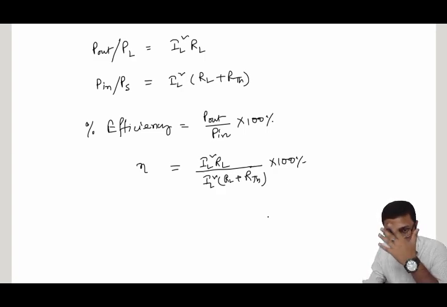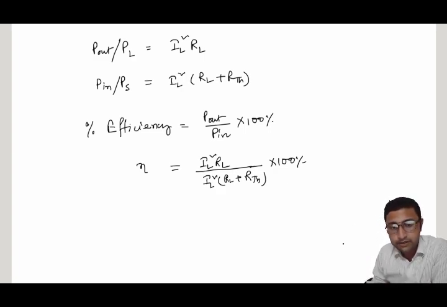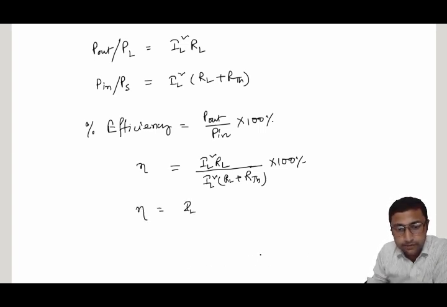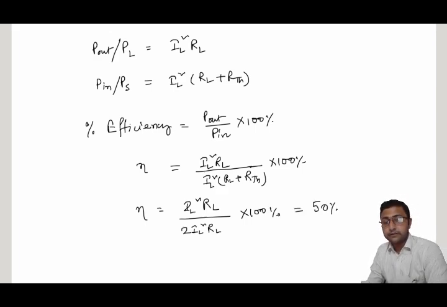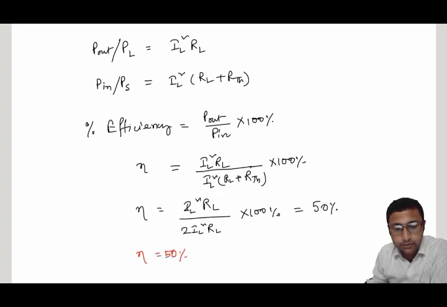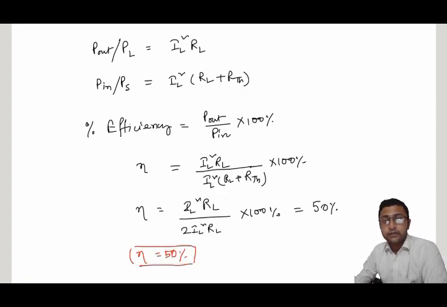Now following the maximum power condition, if I put the value of RL equal to RTH, eta will be IL square RL by 2 IL square RL. IL square and RL will be cancelled out, and it is exactly half, that is 50%. So in a circuit applying the maximum power transfer theorem, the efficiency always remains equal to 50%. With this I am ending today's lecture. Thank you.